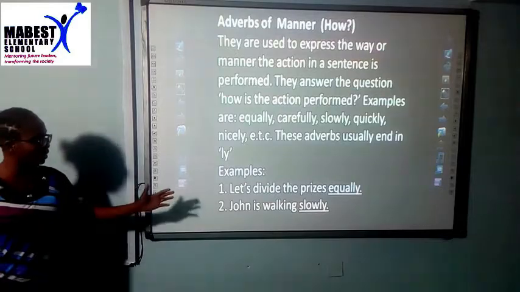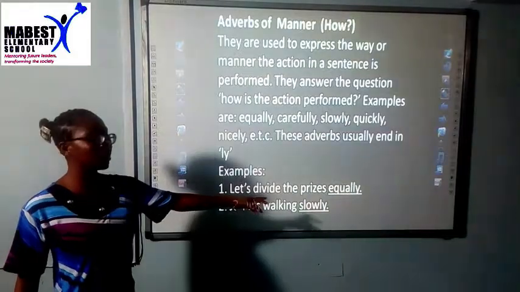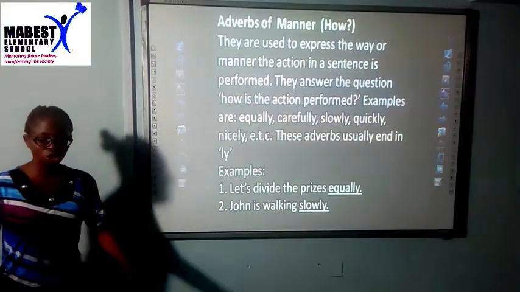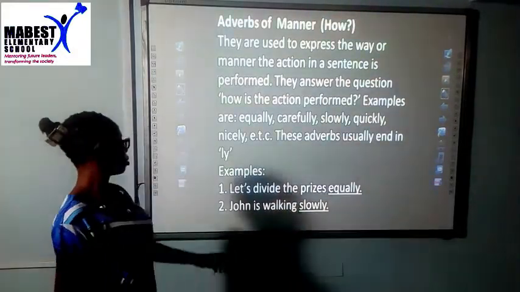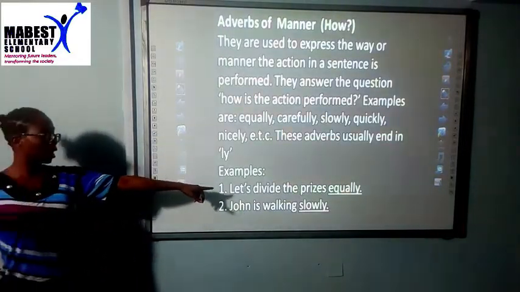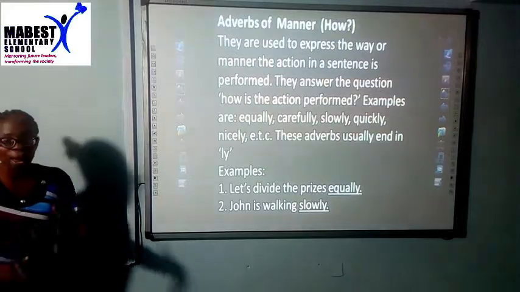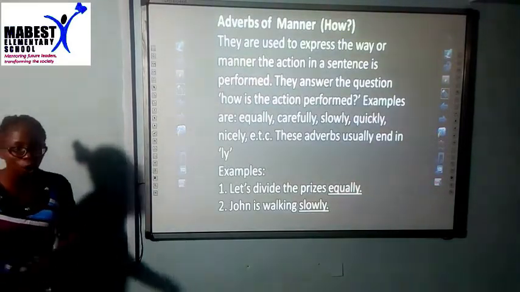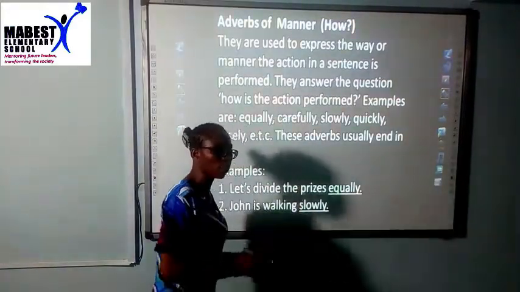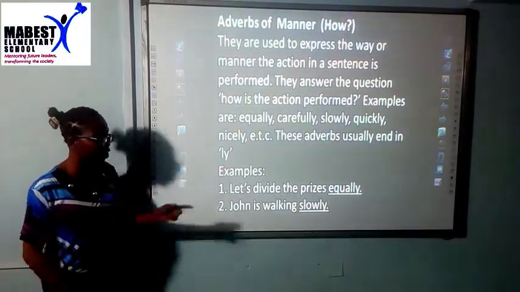Number two, John is walking slowly. Slowly is the adverb in the sentence, while walking is the verb, which is the action. So this slowly is giving us more information about the action, which is walking. It's telling us the manner, that is, the way in which John is carrying out the action of walking. That is, not as if John is running or walking very fast, but is walking slowly.